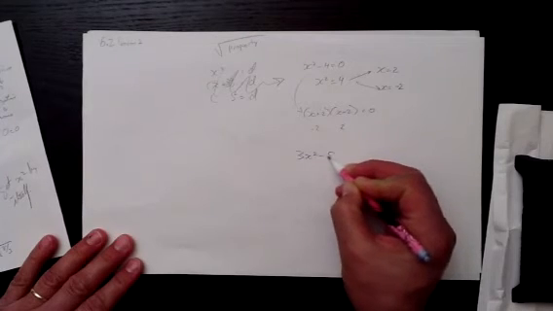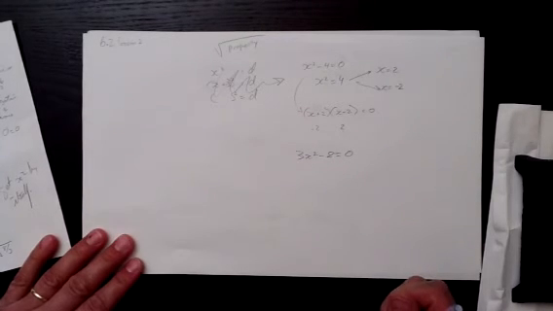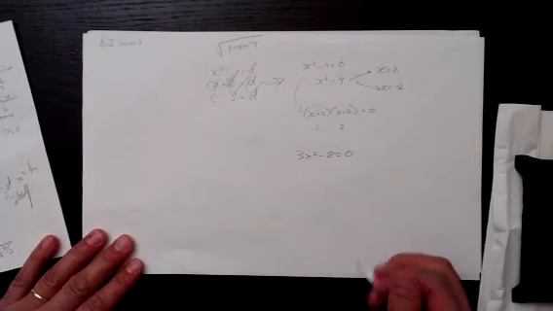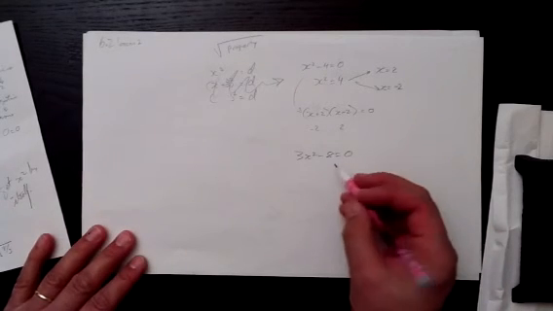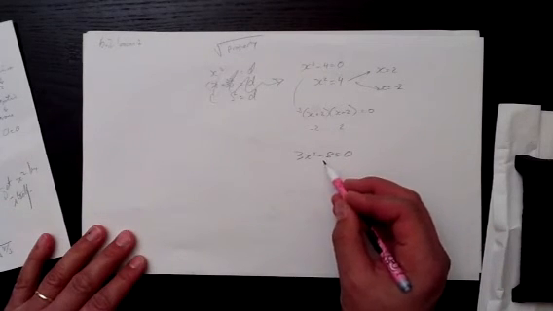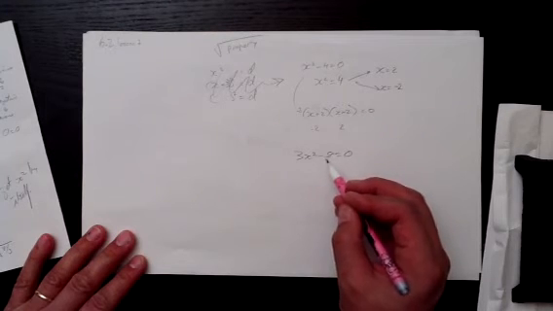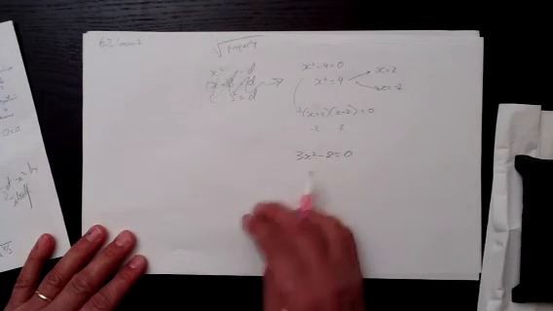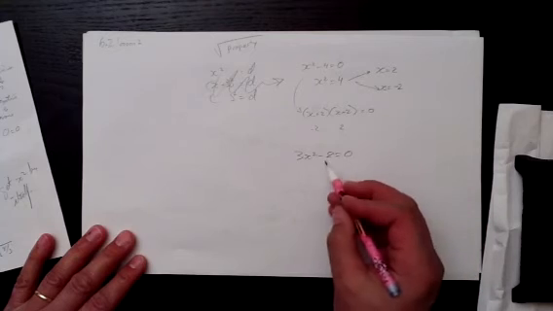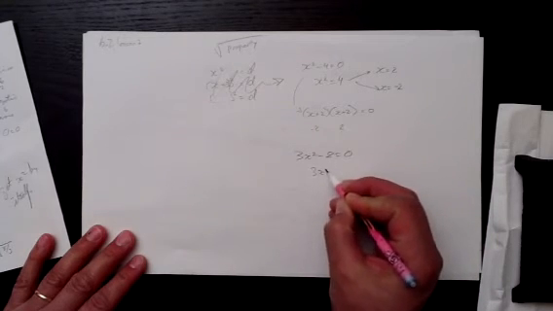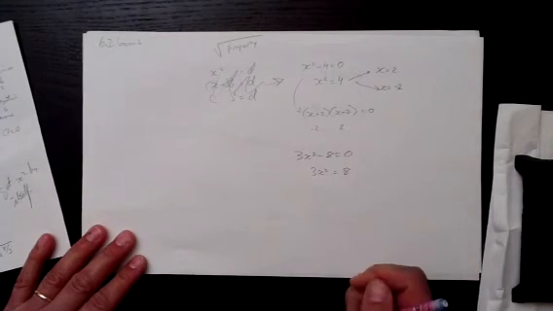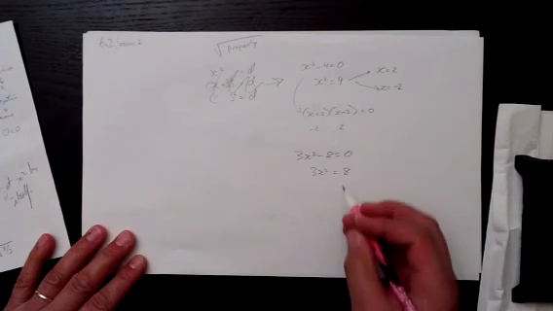3x squared minus 8 equals 0. I can't factor that. I can't use the distributive property. I don't know what I'm going to do with that. So here's what I will do. I will force myself into using the square root property simply by moving everything but x squared over to the right. So we'll add 8 to both sides. And then we'll divide both sides by 3.